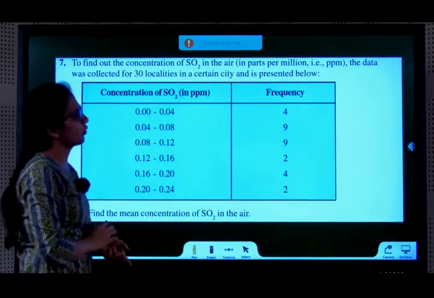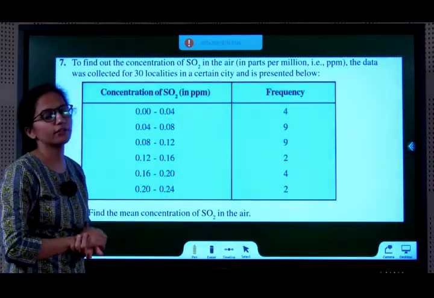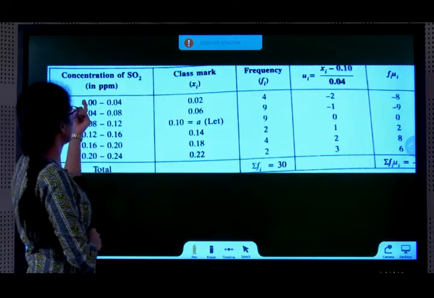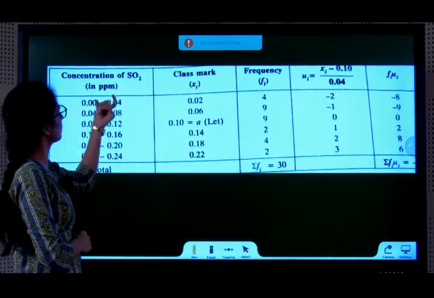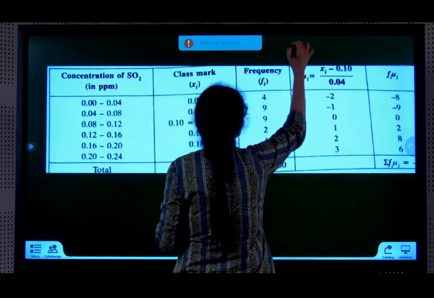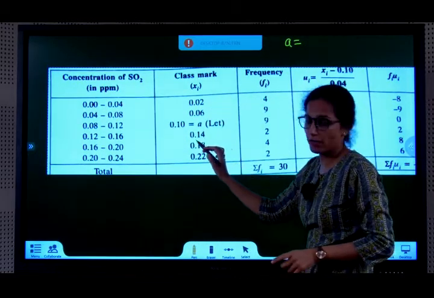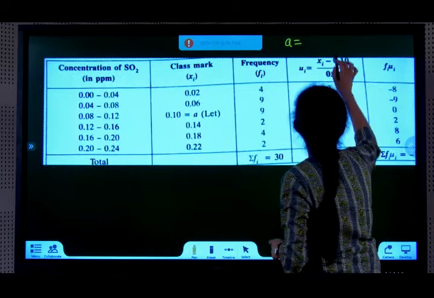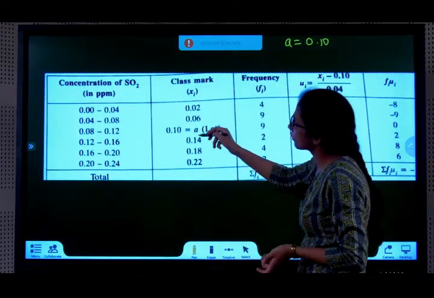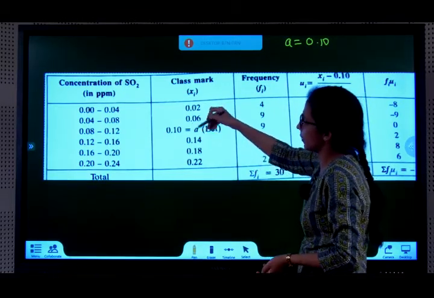Okay. So pause the video, make the table, verify it with mine. You have your class, you find the class mark, upper limit plus lower limit by 2, 0.00 plus 0.04 by 2, etc. Do it like that. Then you have frequency. So choose your assumed mean. You can choose 0.10 or 0.14. We've chosen 0.10 here. Most books take it that way itself. So if you have 2 assumed means to choose from, take the one that is the upper one.